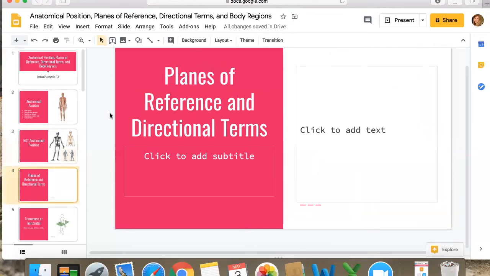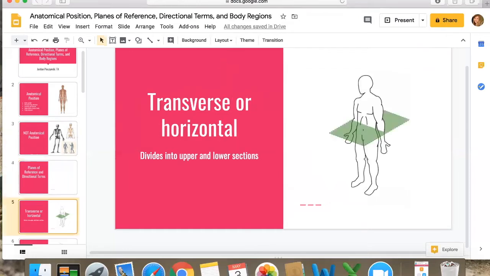Moving on, we have the planes of reference and directional terms. Sorry, I couldn't figure out how to get this into big screen mode, so you'll have to bear with it the way it is. So we have the transverse or horizontal plane. This is going to divide the body into upper and lower sections, cutting right across there.